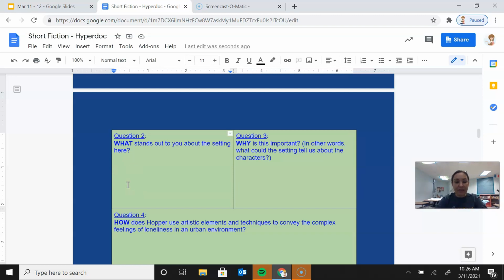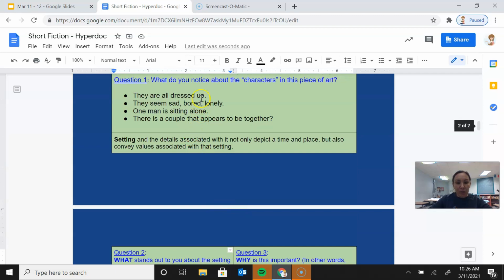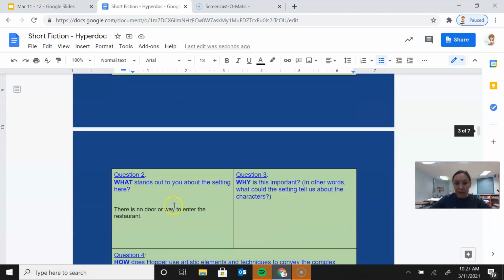Something I notice about the setting is there is no door. I just think that's weird that I'm stuck on the outside as the viewer. They're in there, there's no door, there's no way for me to get in or out. That partnered with the fact that they are sitting alone and there's no way for me to get in, I'm going to make an inference.